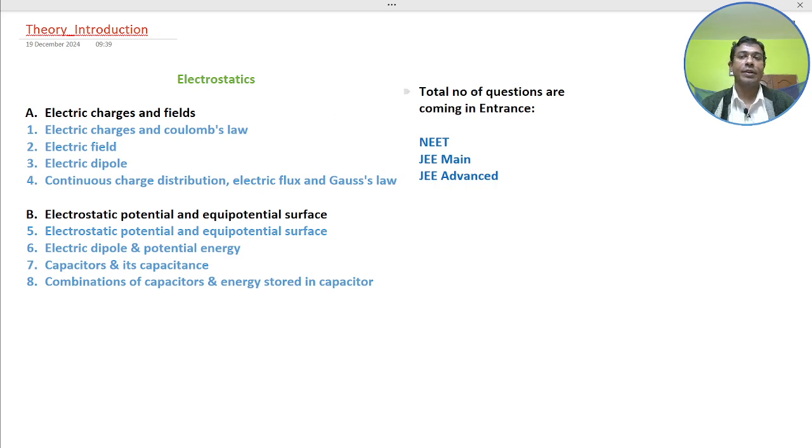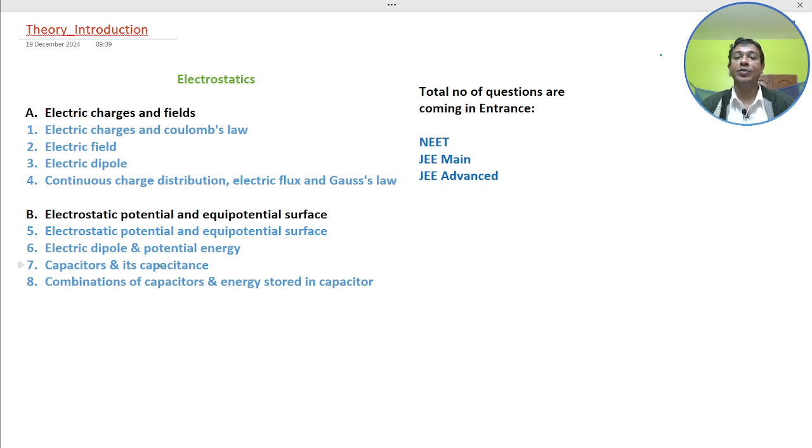Second, the electrostatic potential and equipotential surface, electric dipole and potential energy, capacitor and its capacitance, combinations of capacitors and energy stored in the capacitor.